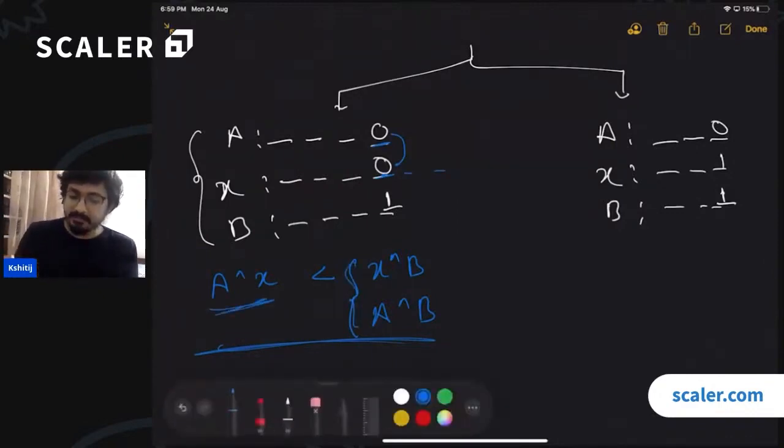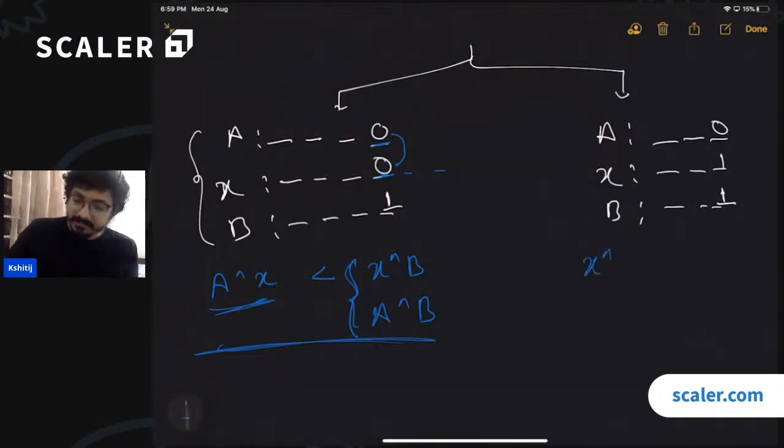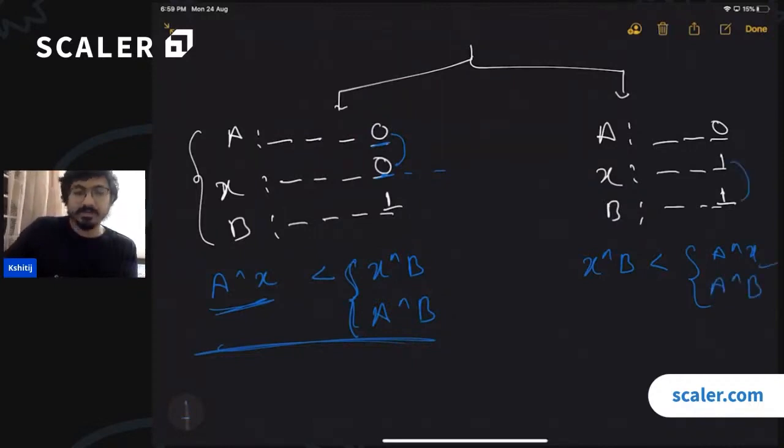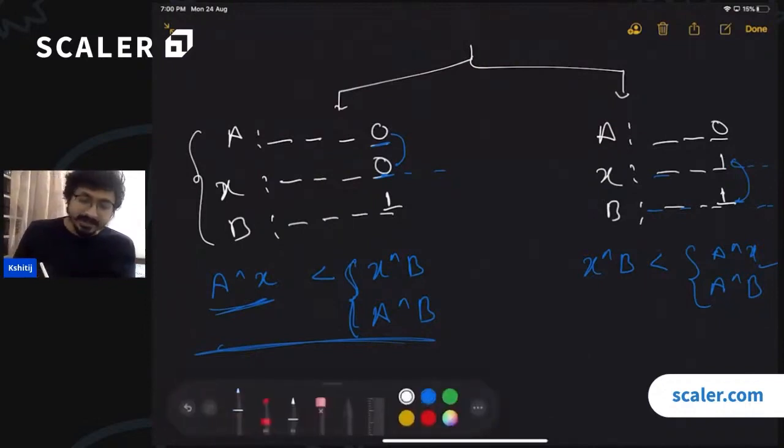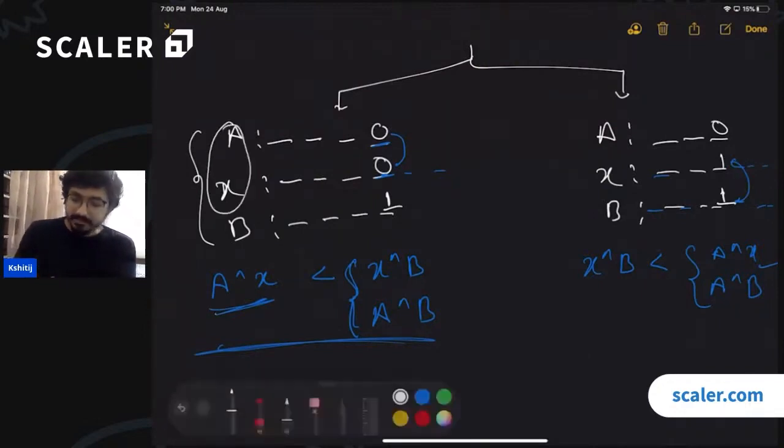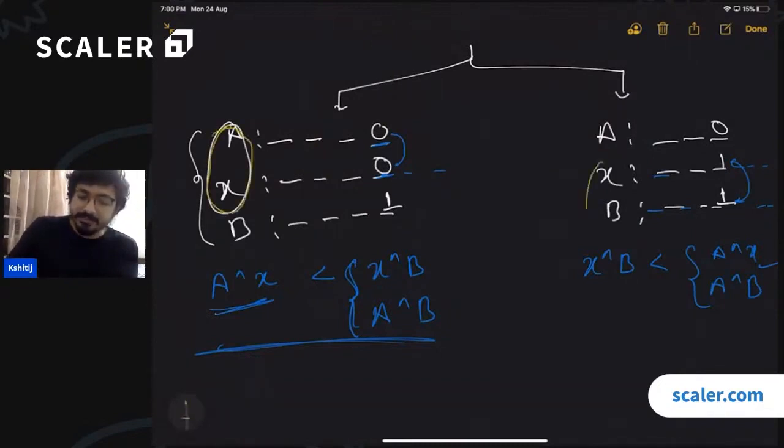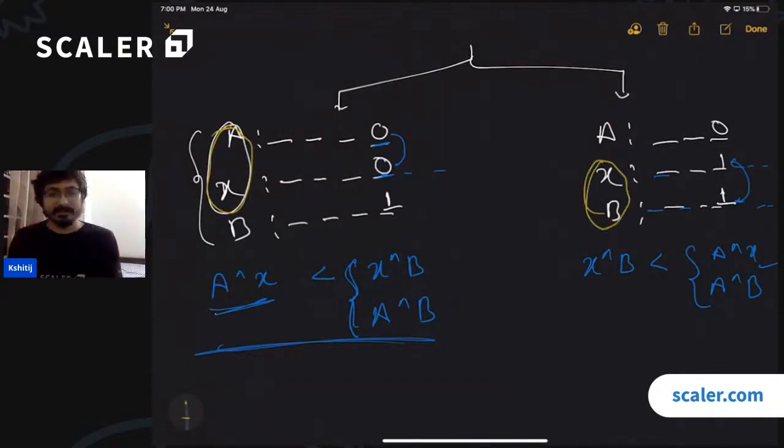If X has a value 1 in this case, then can I say that X XOR B is always going to be less than A XOR X and A XOR B? Yes, because in this case these two are going to have the same bit at this position and all the rest of the bits are the same, so they will have the first different bit further to the right, correct? So in any case, whether X has got 0 or X has got 1, we are always finding the minimum XOR between the adjacent pairs, between the closest pairs, right?